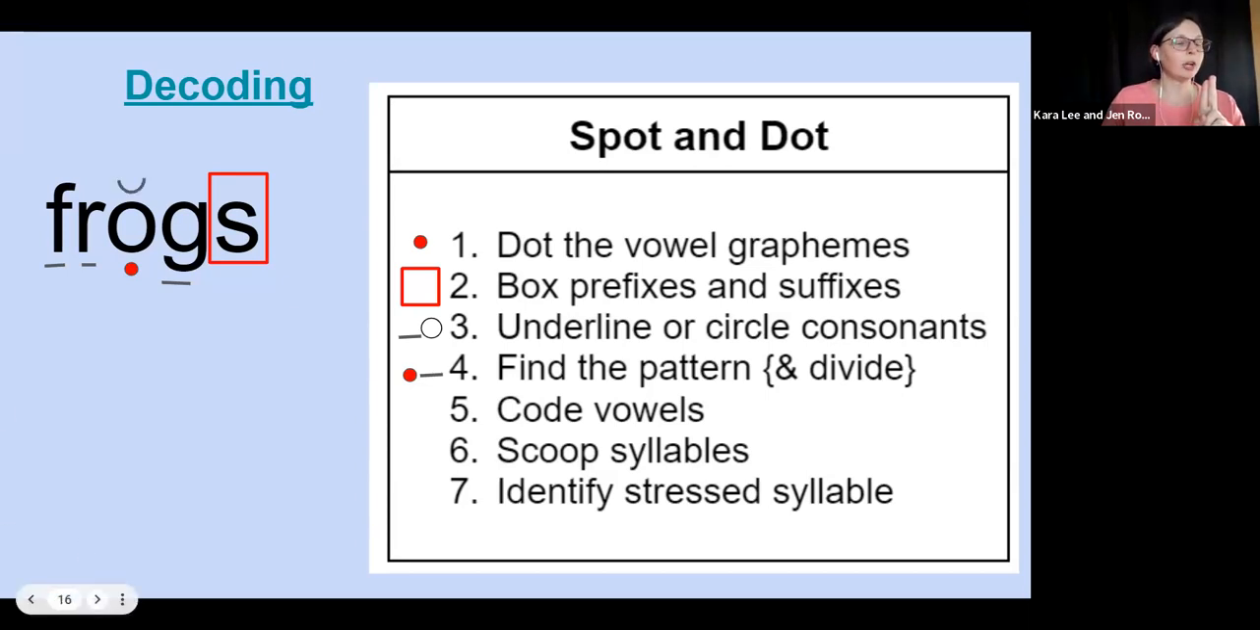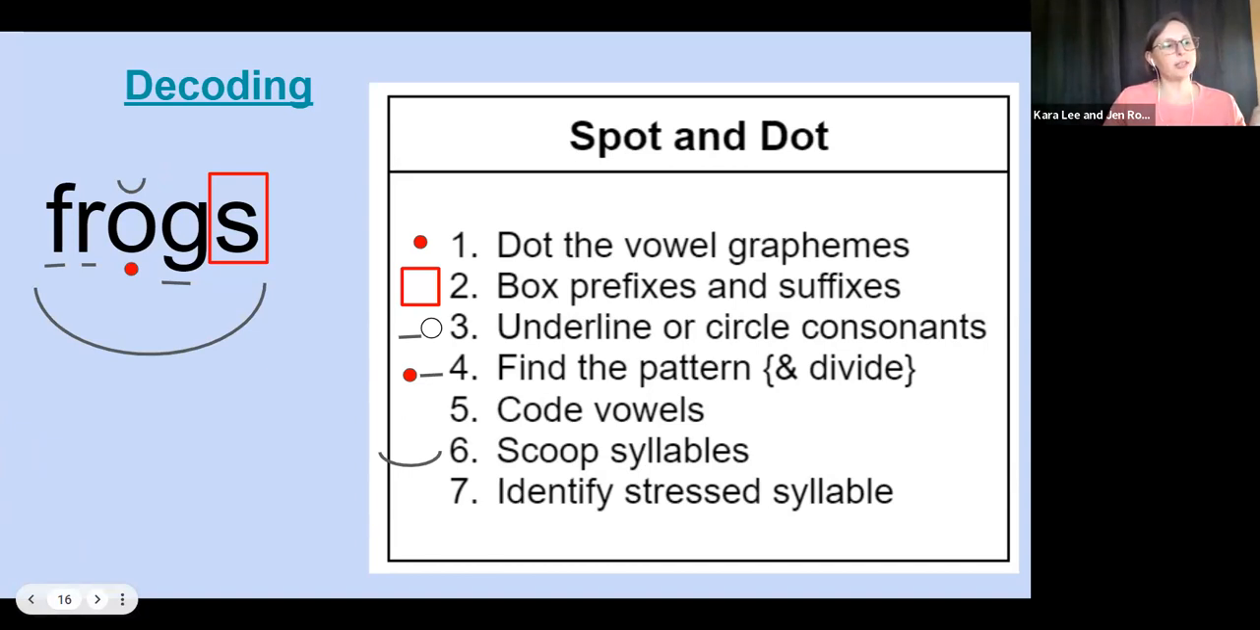So now I can code my vowel, and this one would be a breve, right? Because one vowel letter followed by a consonant means the vowel is short most of the time. Then I can scoop my syllable, frogs. Now identify the stressed syllable. I do that with that little mark right there. You don't have to do that right now with one-syllable words, but we will be doing that when we get to words with more than one syllable, okay? So there's our new thing that we just learned about how to code words now with a suffix.